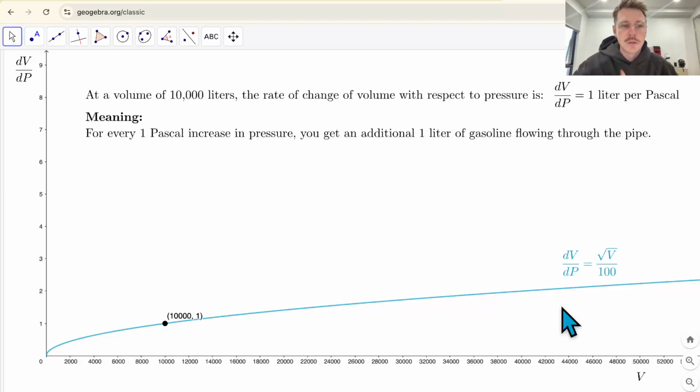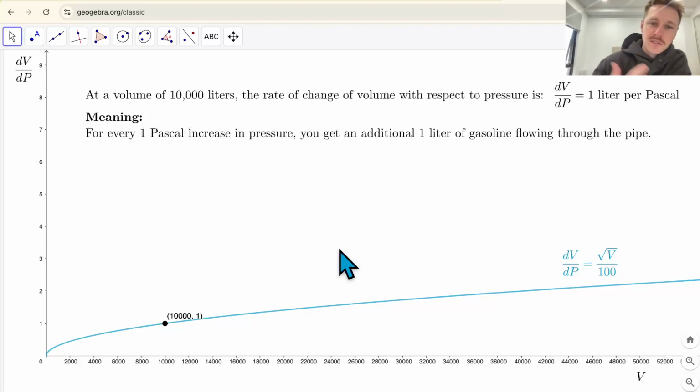This is more meaningful for the engineers because they are able to change the pressure. So for every 1 pascal increase in pressure, you get an additional 1 litre of gasoline flowing through the pipes. That's the rate of change of volume with respect to pressure at 10,000 litres of volume. A little bit more tricky than your typical differentiation question, but hopefully you can see why it's relevant.